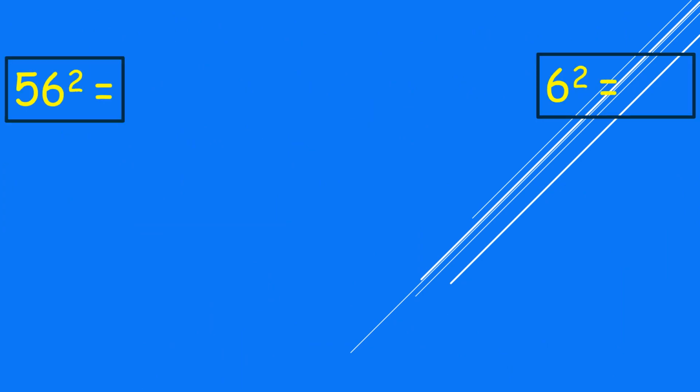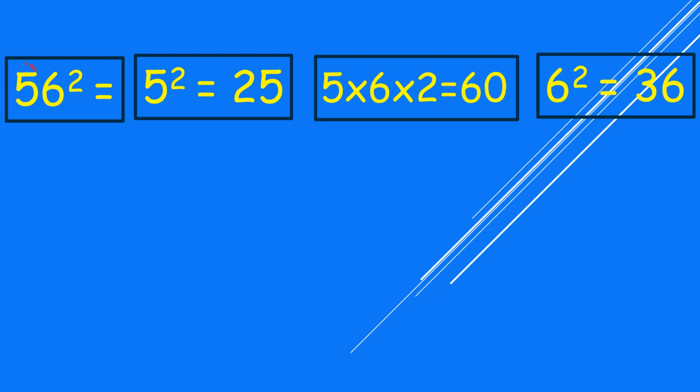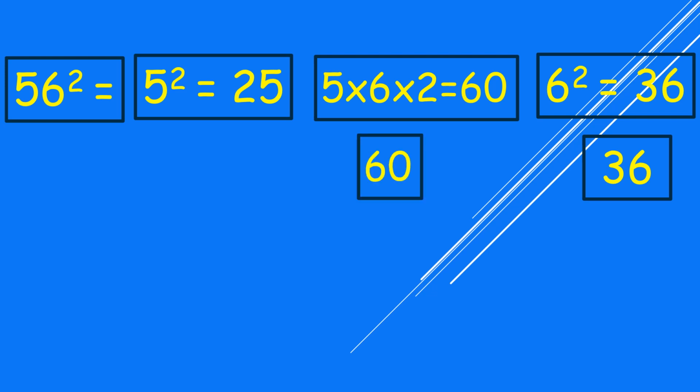We'll look at it again. Let's square the last term. We have 6 squared to be 36. We will square the first term: 5 squared is 25. We will multiply 5 by 6 and also by 2 in order to have the middle term. So 36 is what we have as the last term, 60 is the middle term, and 25 is the first term.